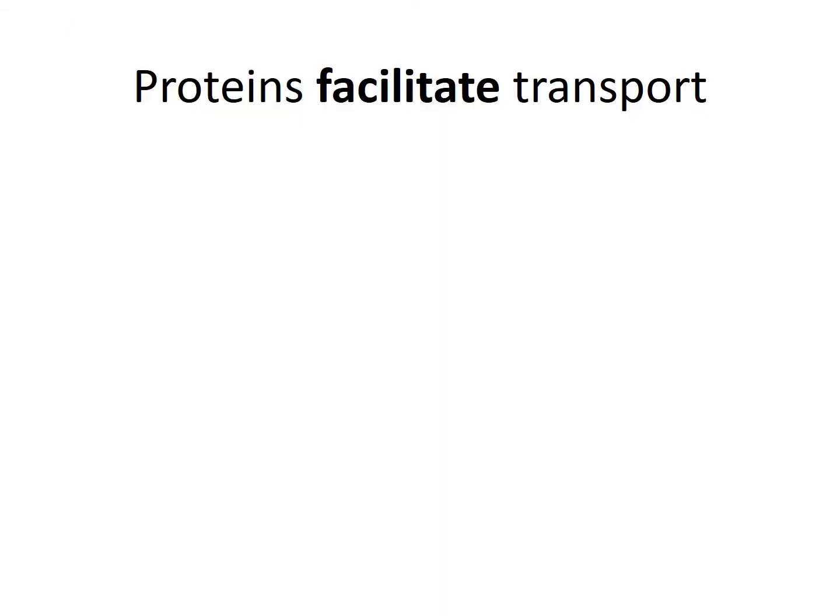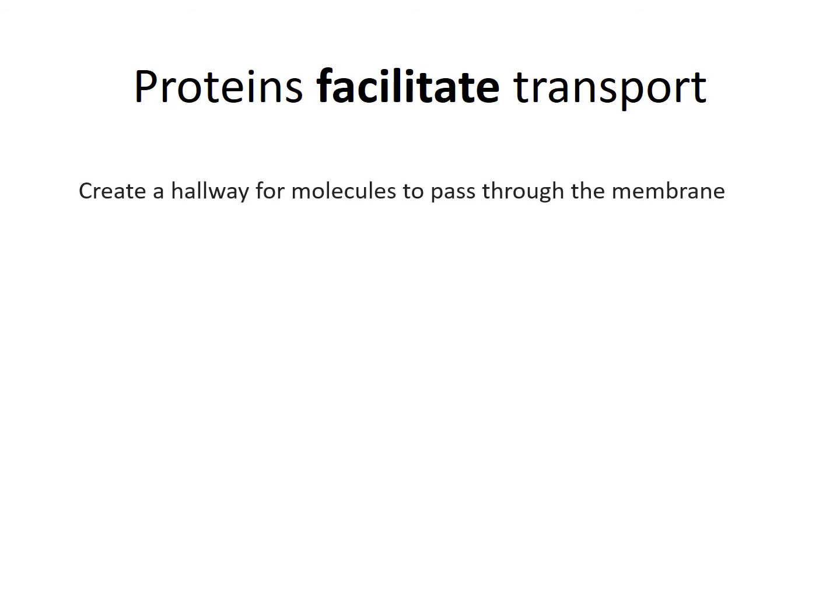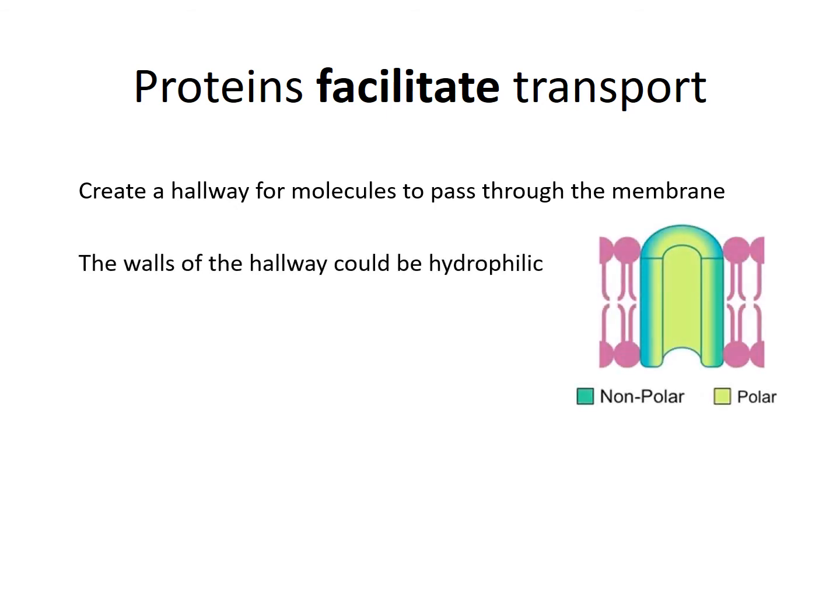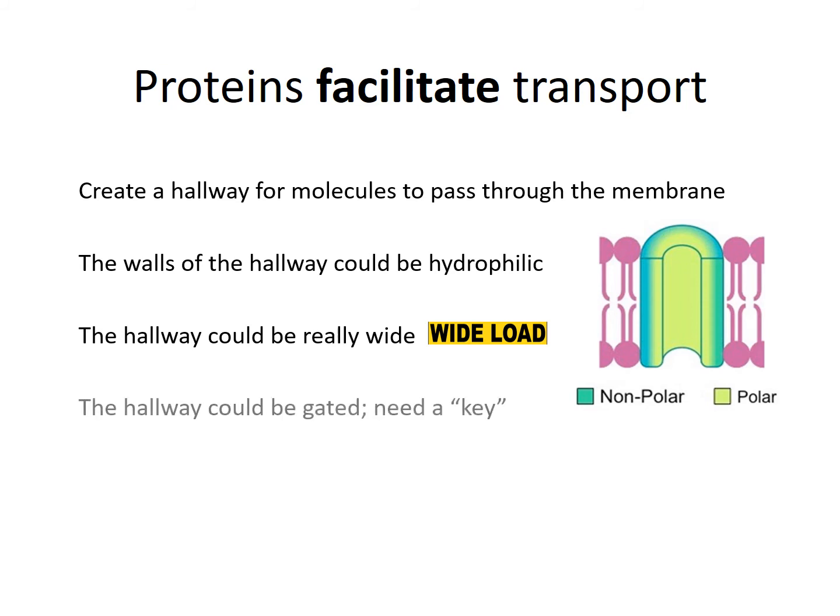To review, proteins facilitate transport of molecules across plasma membranes. This is accomplished by creating a sort of what I'm calling a hallway through which molecules can pass. Sometimes the walls of the hallway are hydrophilic, which allows polar molecules to pass more easily across the plasma membrane, because remember, they would normally get held up in that thick hydrophobic core of the plasma membrane. The hallway could be really wide, allowing large molecules to pass through. Or the hallway might be gated. Perhaps a key is needed to open the hallway.